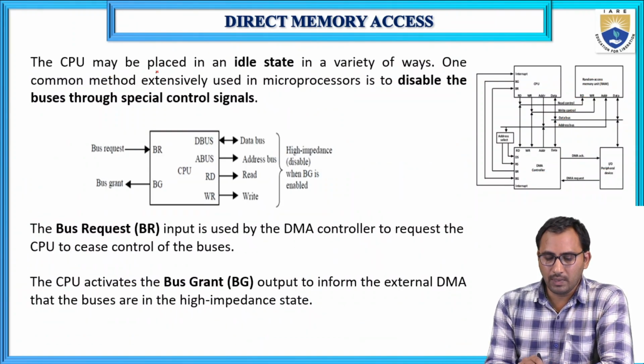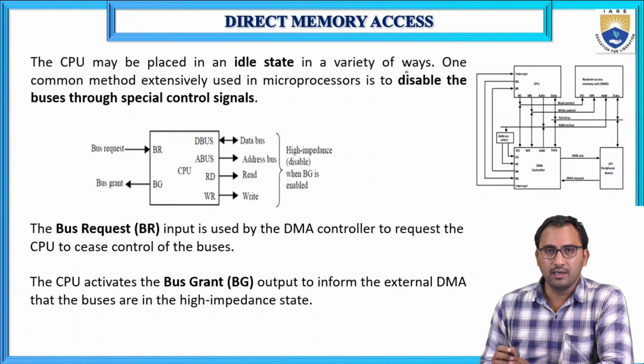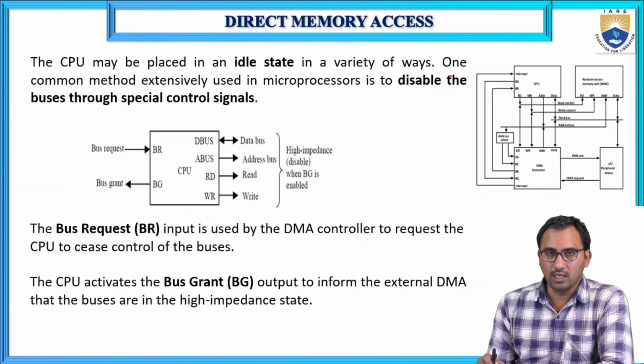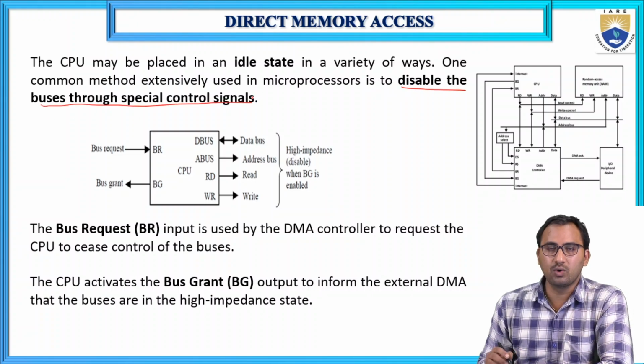The CPU may be placed in an idle state in a variety of ways. One common method, extensively used in microprocessors, is to disable the buses, through special control signals. By disabling the buses, the CPU will be idle, because without the buses it cannot do any operation. That is why it is a commonly used method.